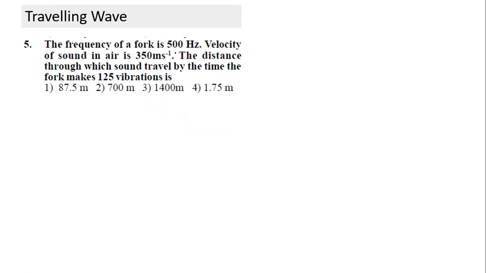Next one. The frequency of a tuning fork. So this is something, okay. The velocity of sound in air is 350. The distance to which sound travels by the time the fork makes 125 vibrations. So this is also pretty simple. Even without knowing much about waves, you could have calculated how much distance it will travel. Distance traveled will be speed into time.